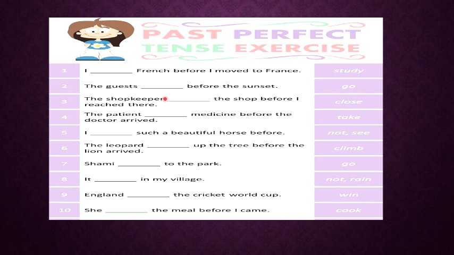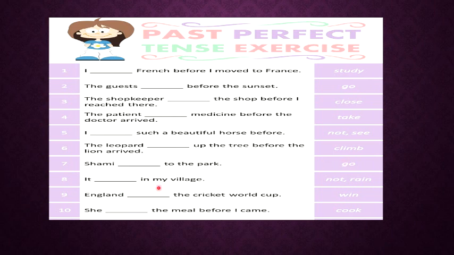I had dash French before I moved to France. The verb you have to use is study. The guests dash before the sunset. Verb you have to use go. The shopkeeper dash the shop before I reached there. The verb close. The patient dash medicine before the doctor arrived. The verb take. I dash such a beautiful horse before. The verb not see. The leopard dash up the tree before the lion arrived. The verb climb.